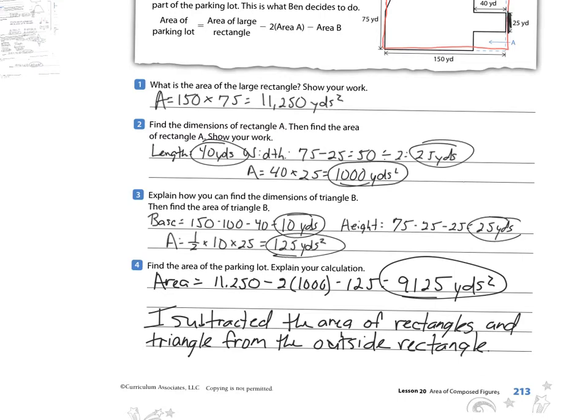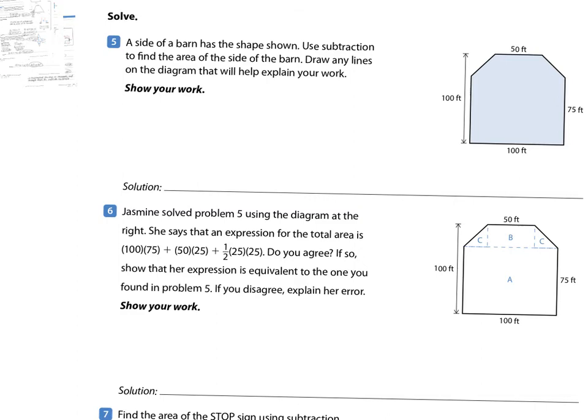Okay, moving on to the next page. Number 5, the side of a barn has the shape shown. Use subtraction to find its area.